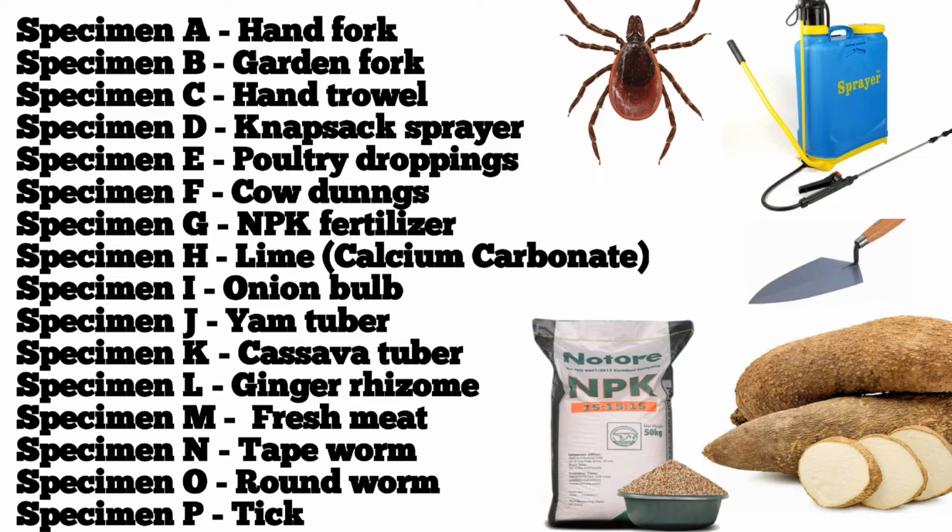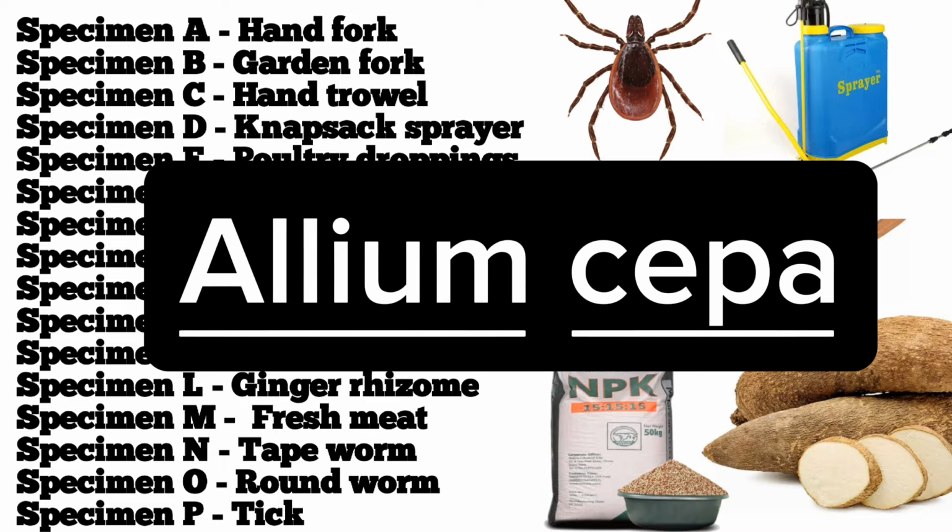And lastly, when you're asked for the scientific name of any organism, always write the first name, which is the genus name, start it with a capital letter, and then the species name should start with a small letter, and afterwards underline each of these names separately. For example, the scientific name of the onion bulb is Allium cepa. Allium should start with a capital letter, then cepa should start with a small letter, and afterwards underline each of them separately.